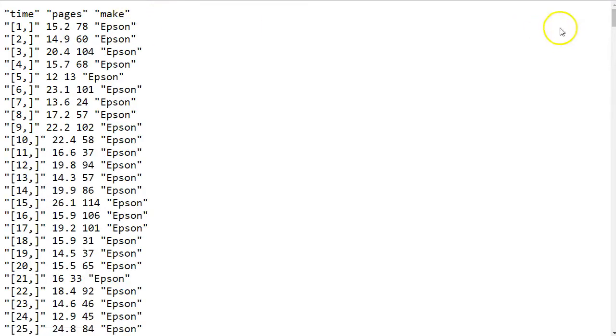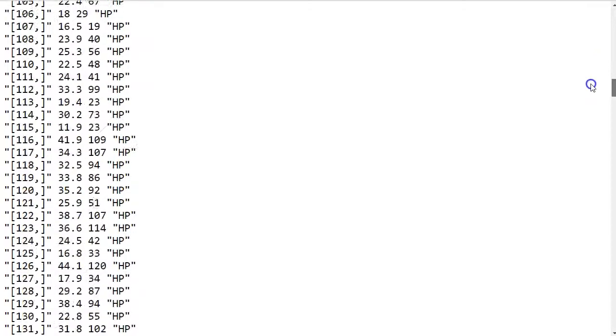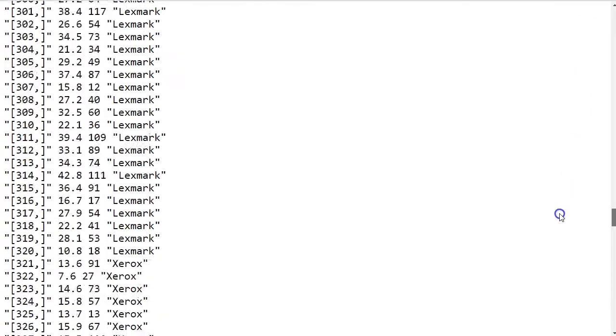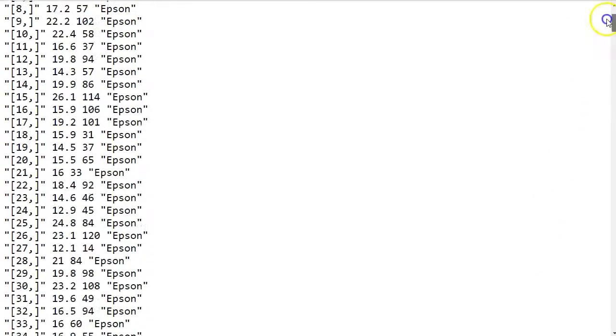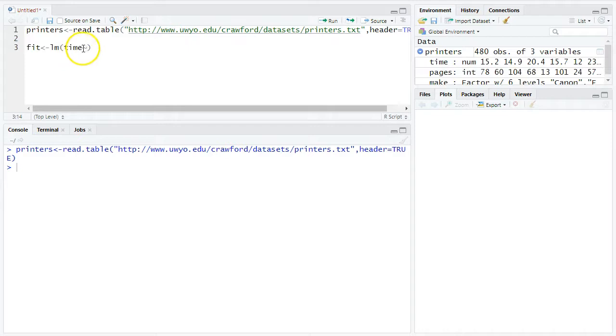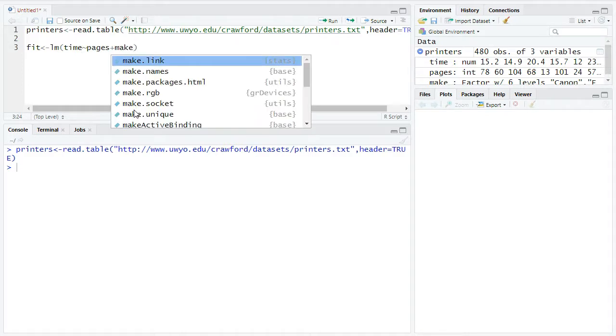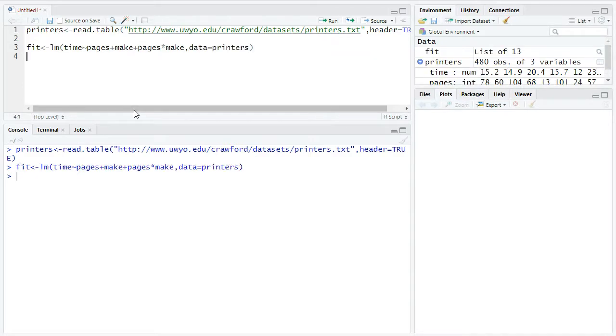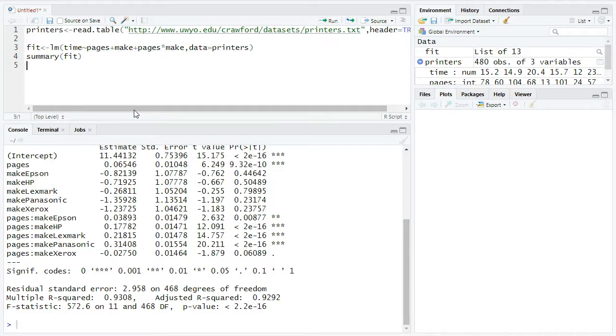Here is the printer's data set, and here we have Epson, HP, all these different companies. Canon is the one that's alphabetically going to be chosen as the baseline. The notation for my fit is going to be just the same as before. I'm trying to predict how much time it takes for the printer to work based off how many pages and what type of printer we have. And I realize I'm running out of time for this video, so we'll talk about how to interpret this later.